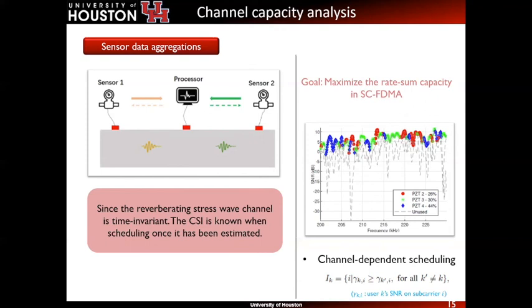Finally, our result shows that the SC-FDMA rate sum capacity can be at most 75.18 kilobits per second, with this 30 kilohertz bandwidth and 3 volts maximum voltage constraint.